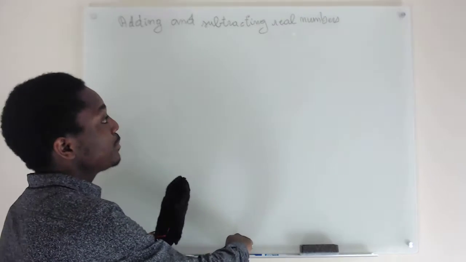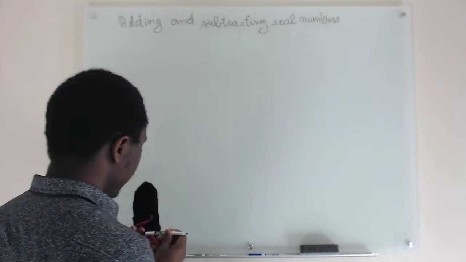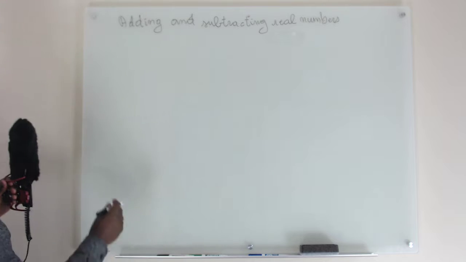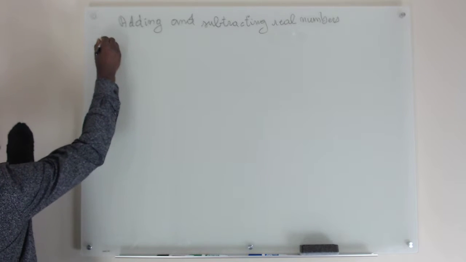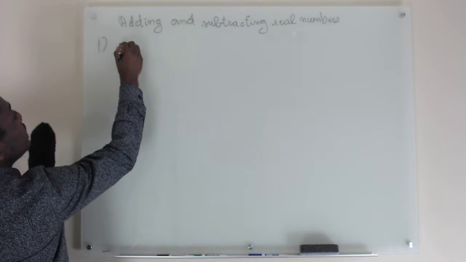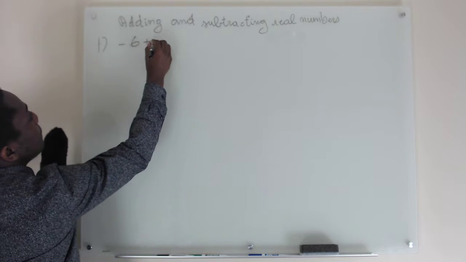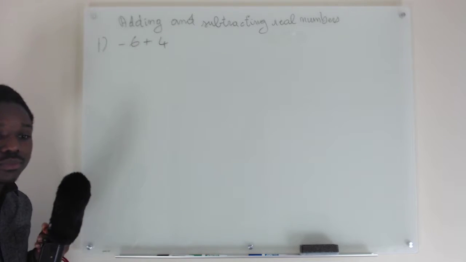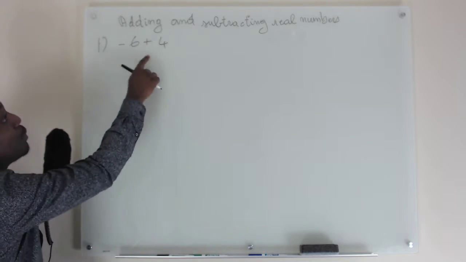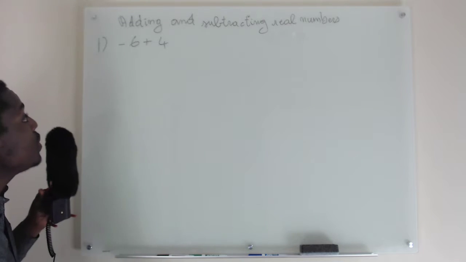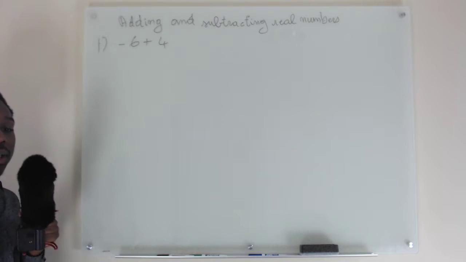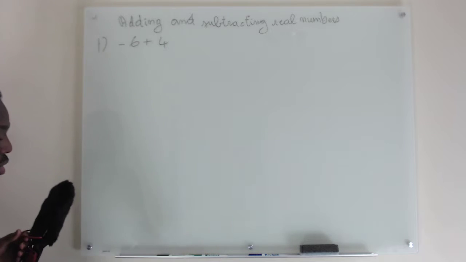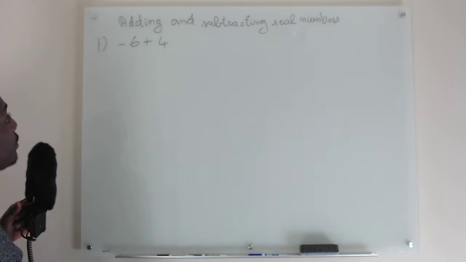So let's say, for example, we have something like -6 plus 4. Let's say we have been given an operation like this. So how do we perform the following operation? Now I would like to ask you a couple of things.